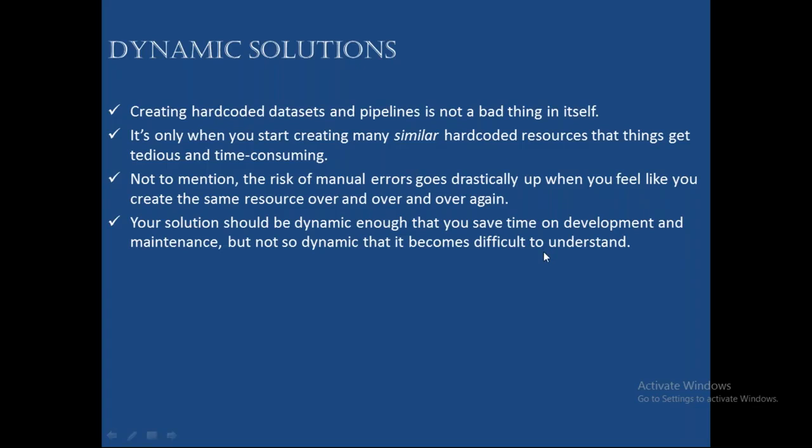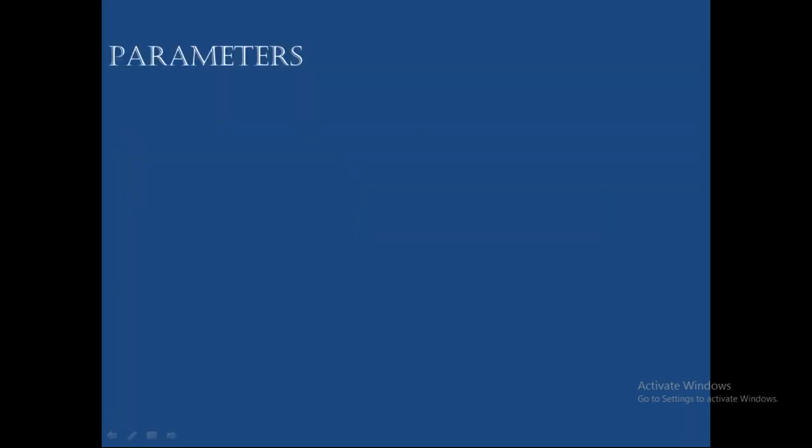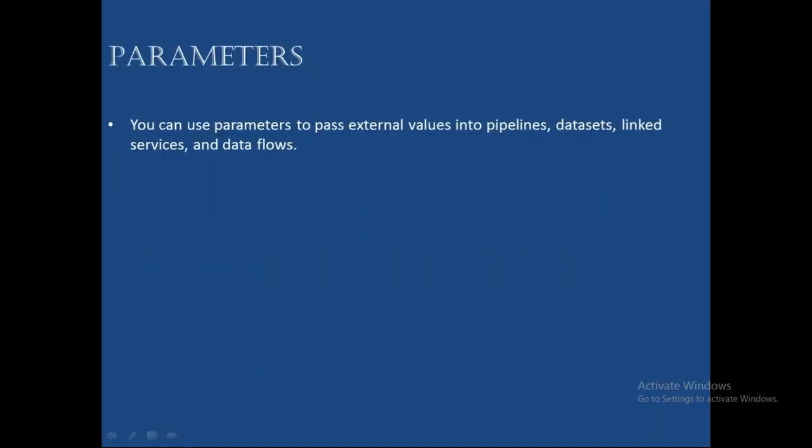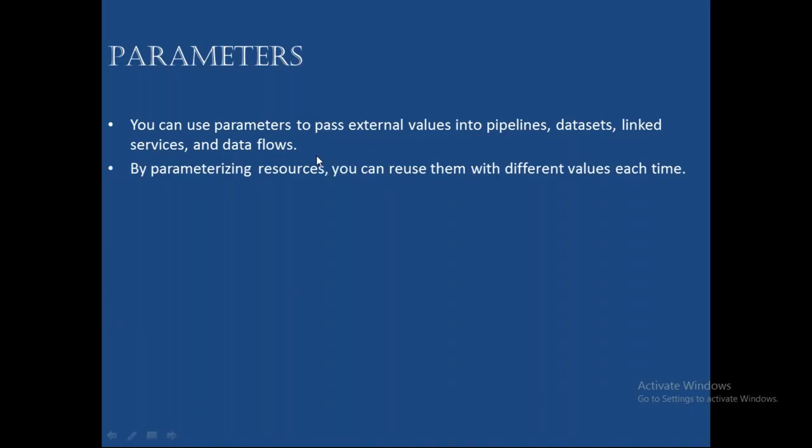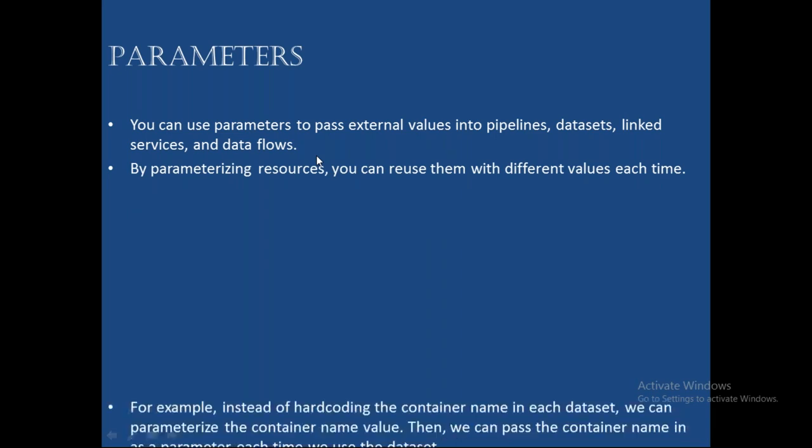We already discussed all these things, so let me go a little bit fast here. Parameters: we have pipeline parameter and dataset parameter, which we have used, but linked service and data flow parameters we are going to use in the upcoming sessions. Next, by parameterizing resources, you can reuse them with different values each time. We already have seen that by passing different file names and different container names to the dataset parameter, we are able to process the data.